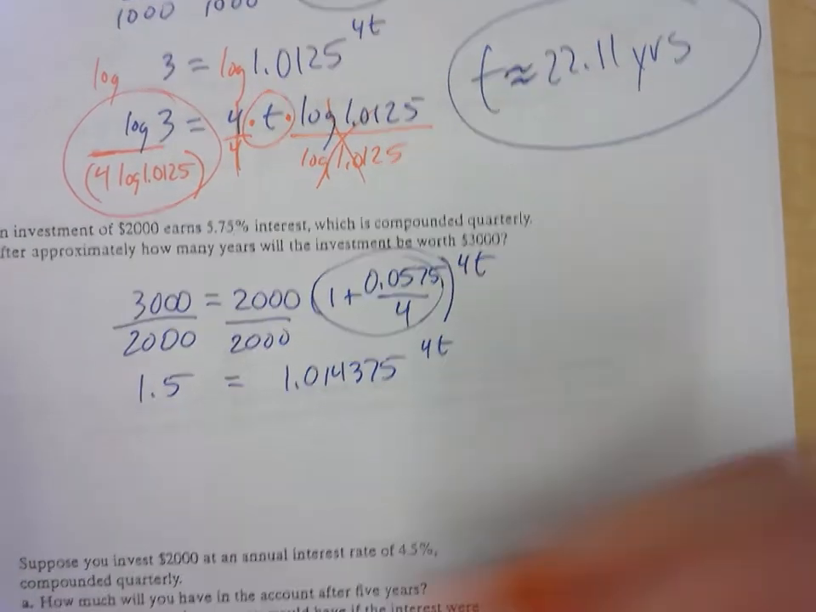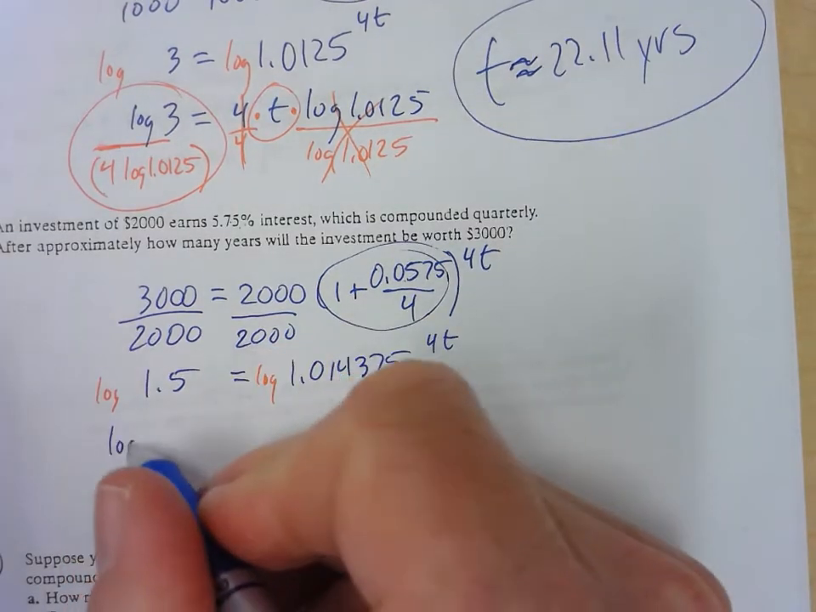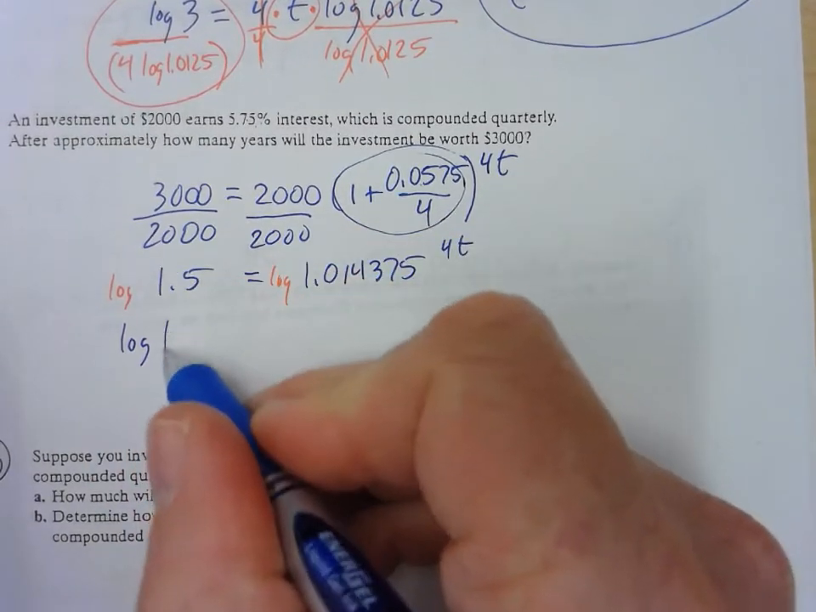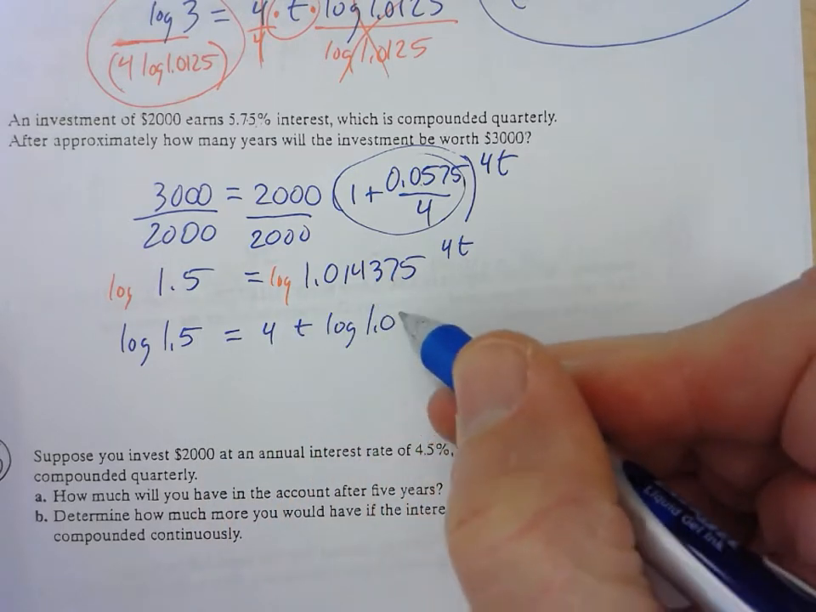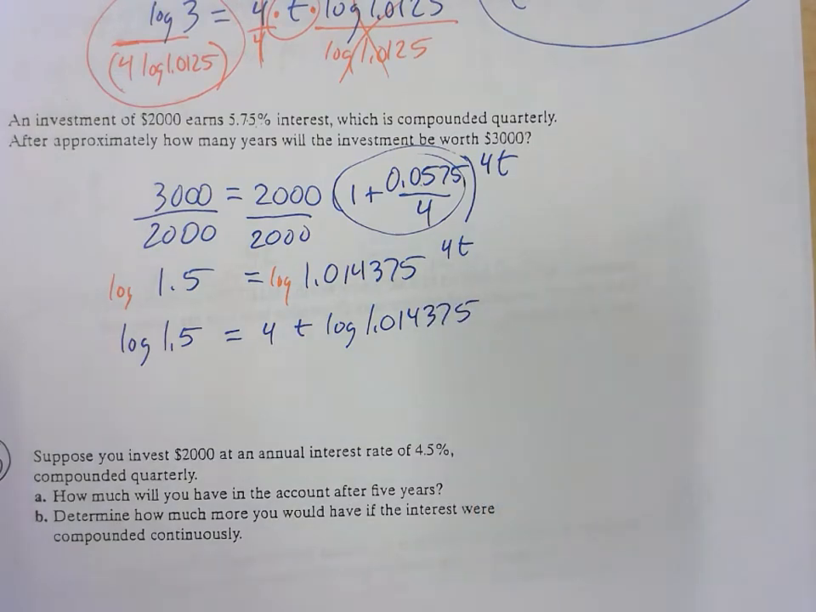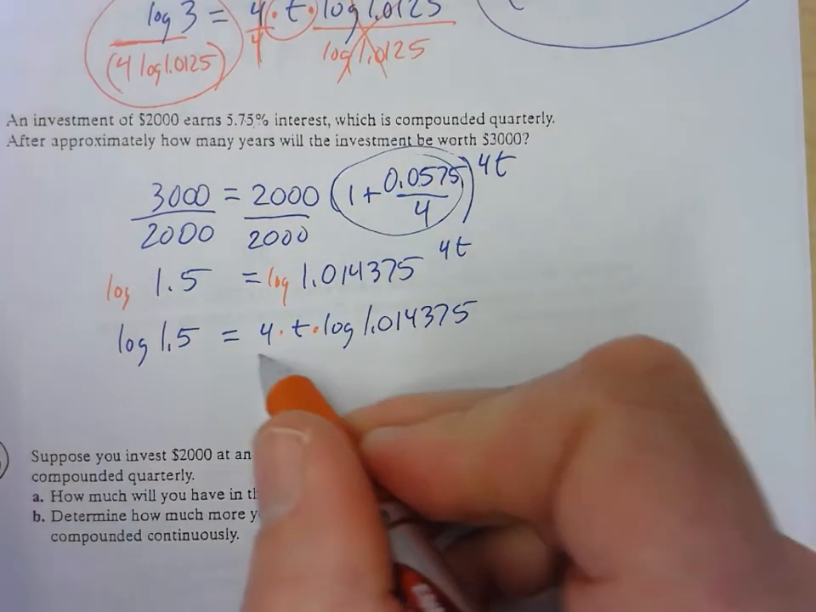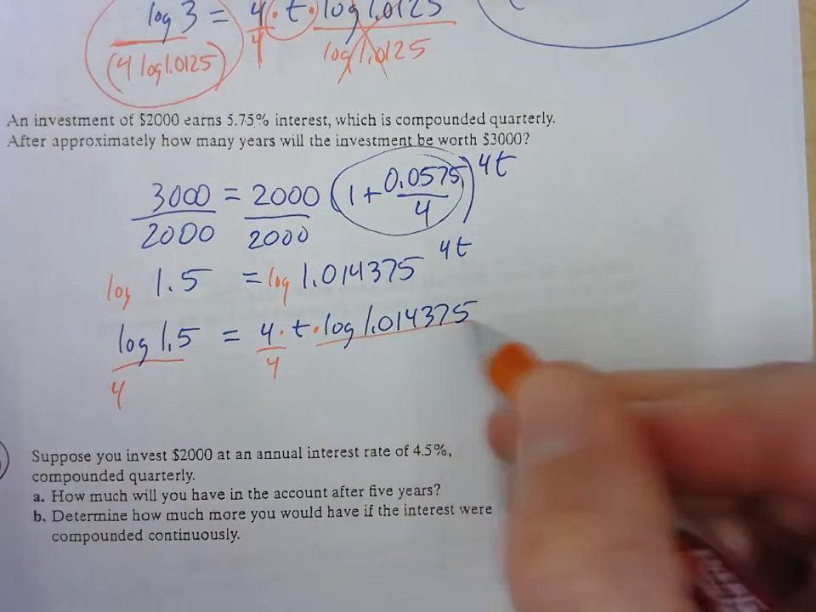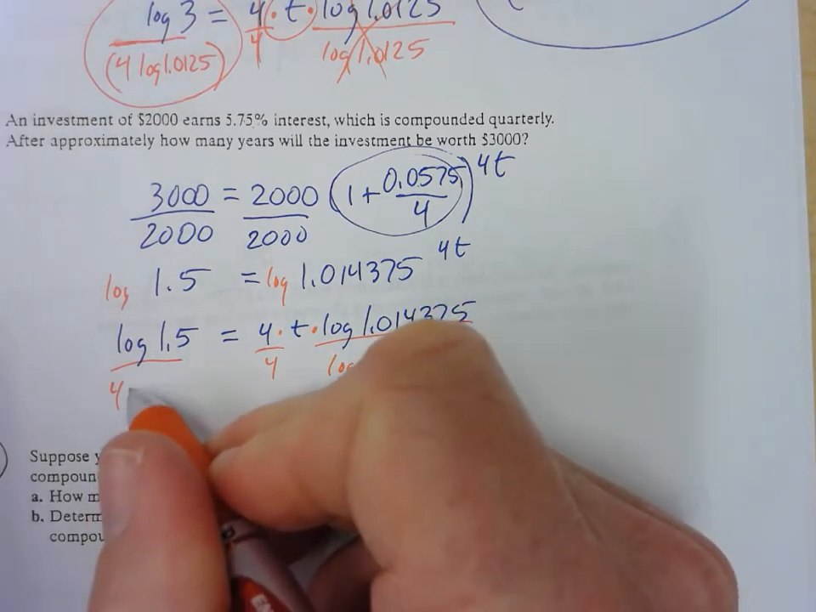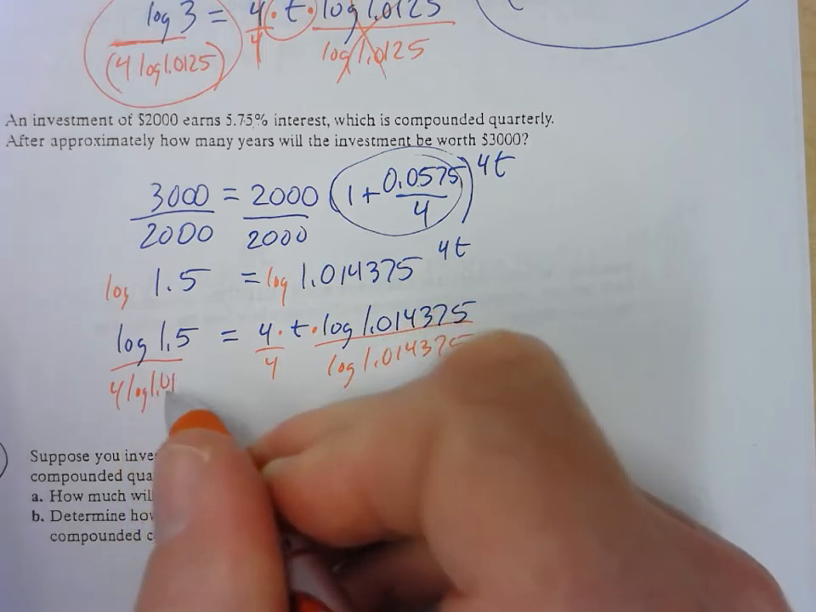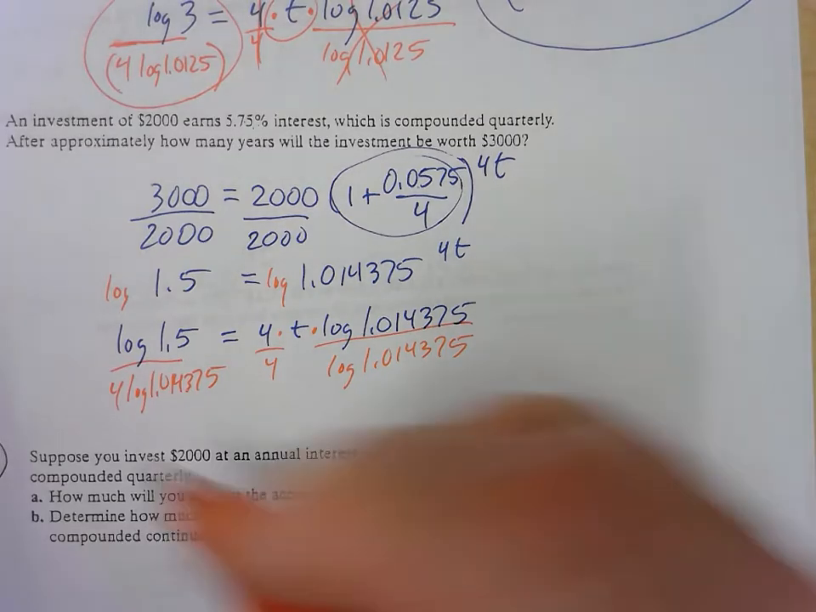Same thing as before. Take the log of each side, which brings the 4t down to the front. 4t log 1.014375. I got double multiplication, which means I'm going to do double division. I'm going to divide by the log 1.014375, log 1.014375. All right. This needs to be in parentheses just like before.